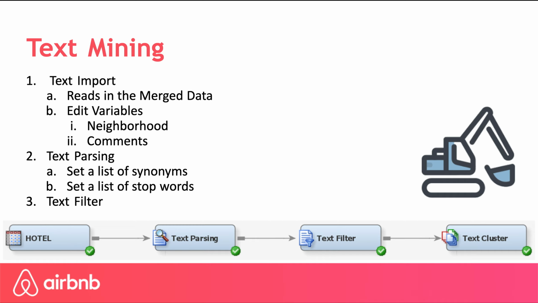And then for the text parsing and the text filter nodes, the main goal for us here is to get rid of some unimportant words and switch our focus to the phrases we're interested in. And also we wanted to get rid of some high-frequency words that may add little value to our text mining analysis. That's why we're setting a list of synonyms as well as a list of stop words.